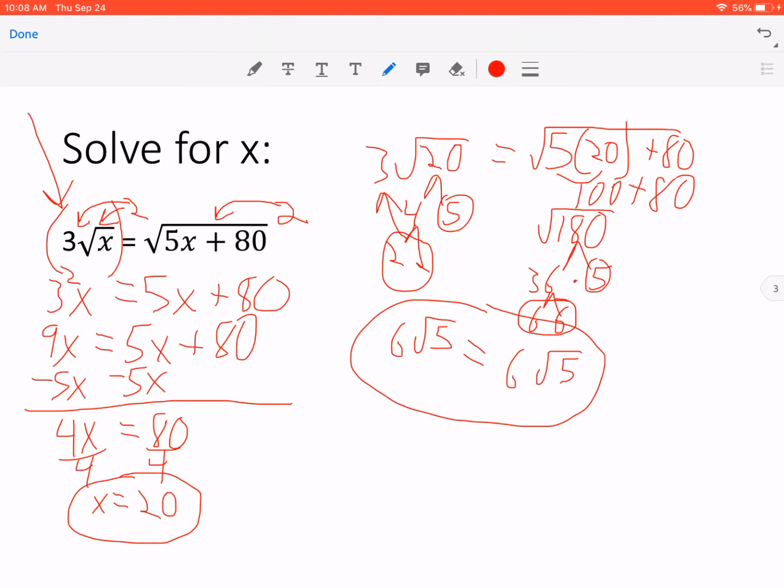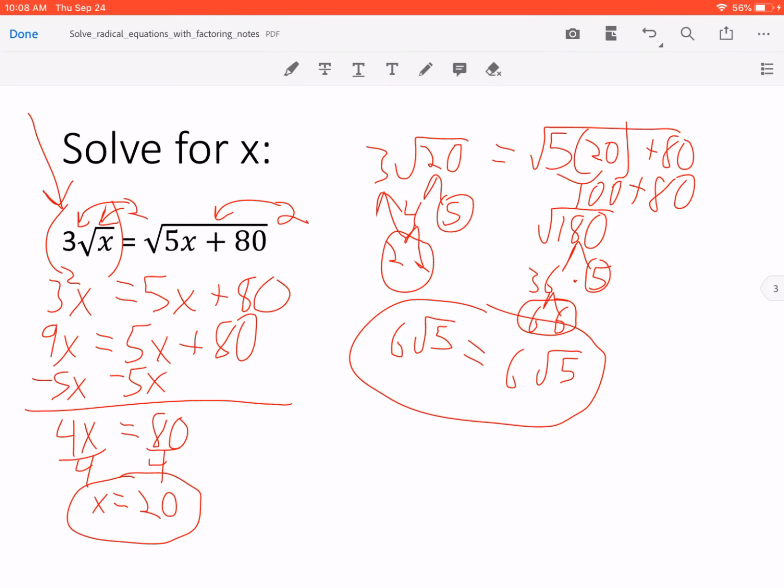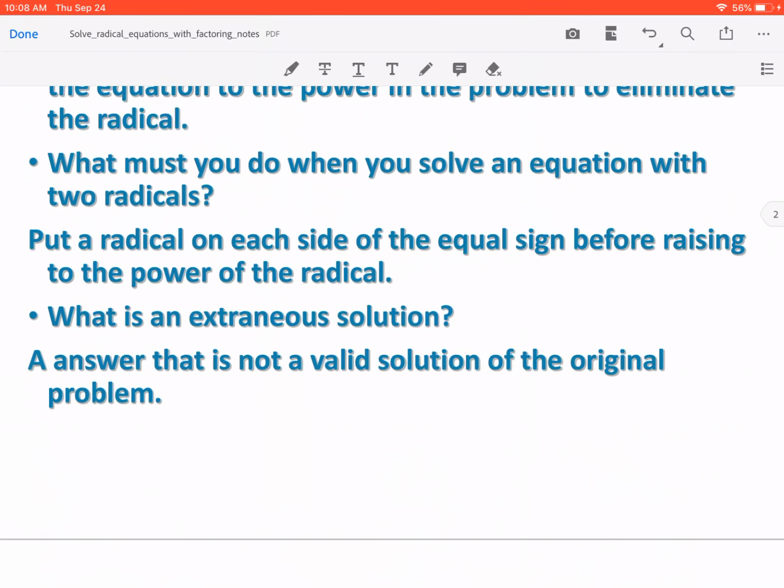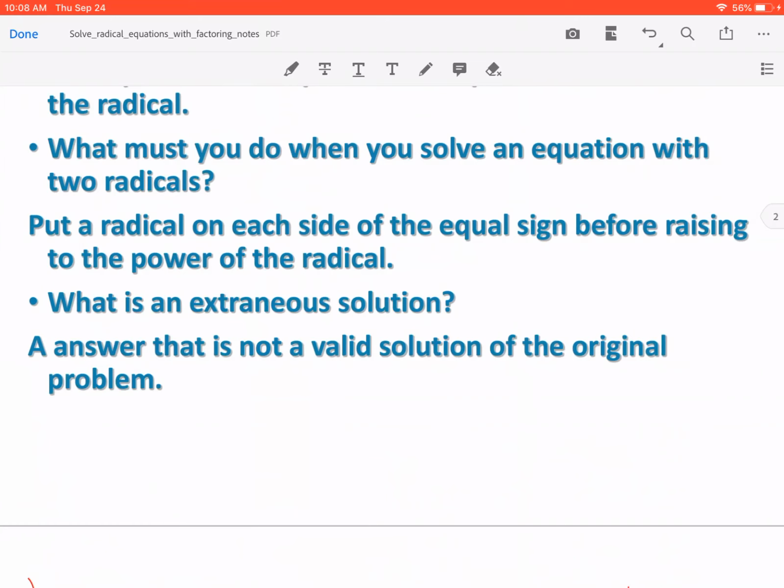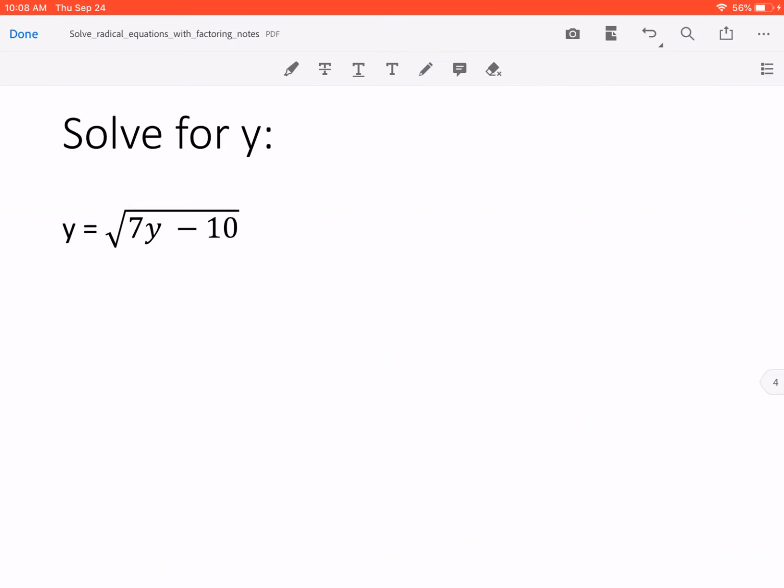Sometimes the answer works, sometimes it doesn't. Remember, if it doesn't work, it's considered an extraneous solution. So we talked about that. It's not a valid solution to the original problem, so that's what an extraneous solution is. All right, so let's go back. Let's look at the next one.